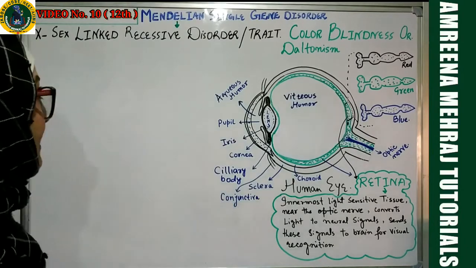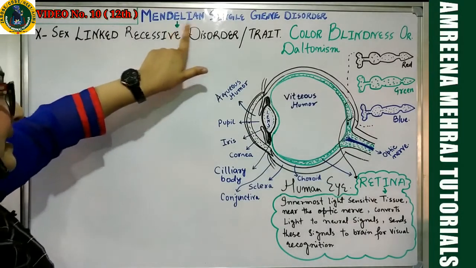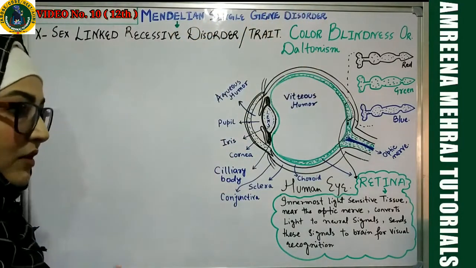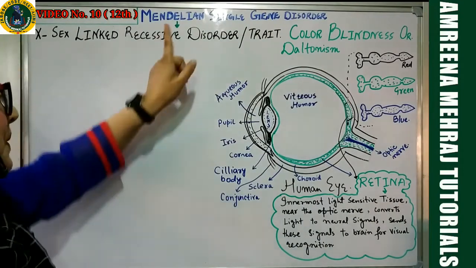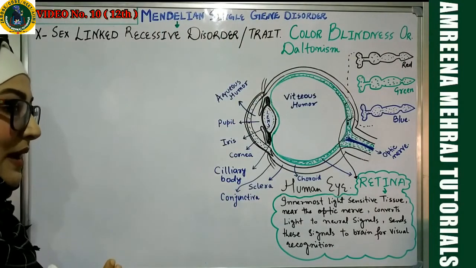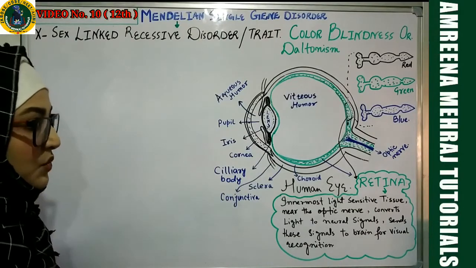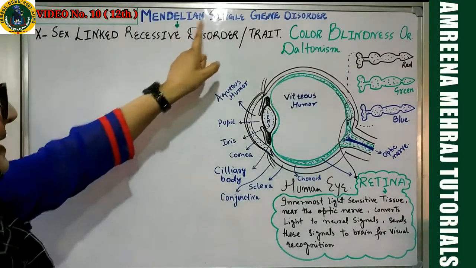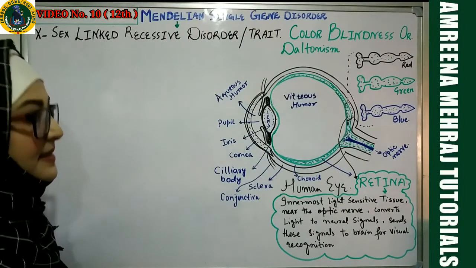Now, my dear students, as far as the topic is concerned, it's again going to be a Mendelian single gene disorder. I've already uploaded one video pertaining to hemophilia. That was also a Mendelian single gene disorder because the mutation happens in just one gene. Only one gene is mutated. That's why we call it a Mendelian single gene disorder, because it follows Mendel's laws of inheritance as well.